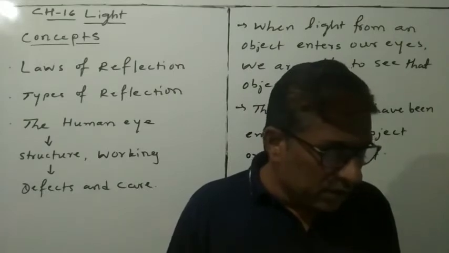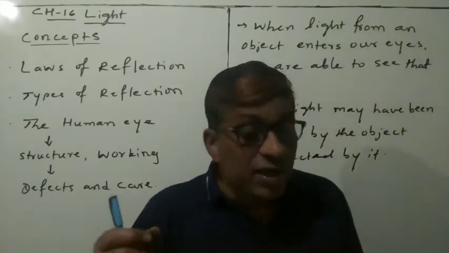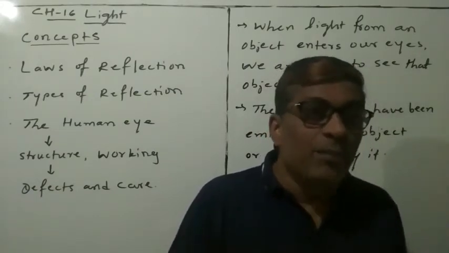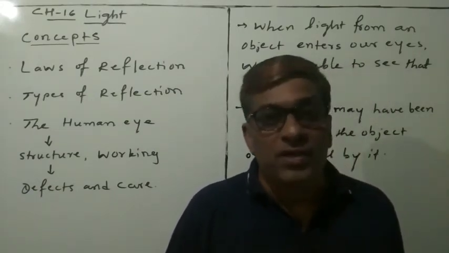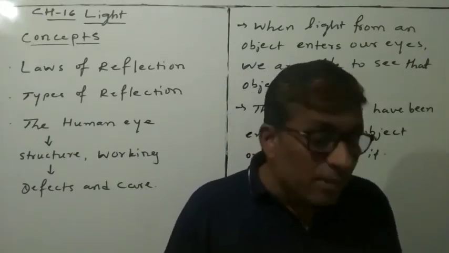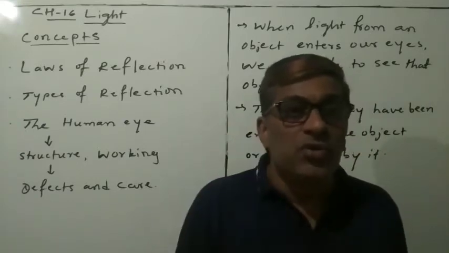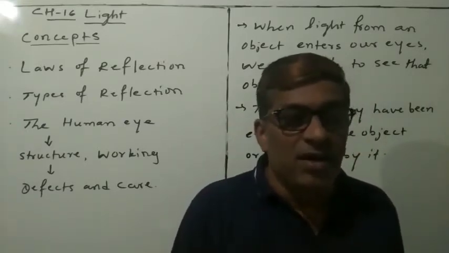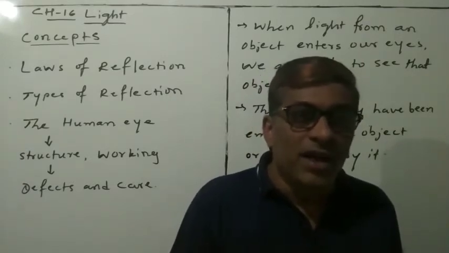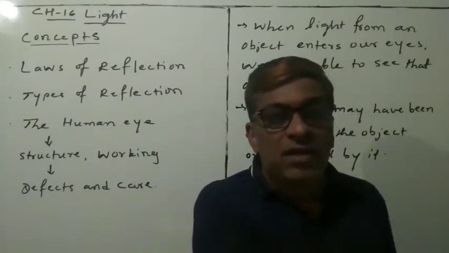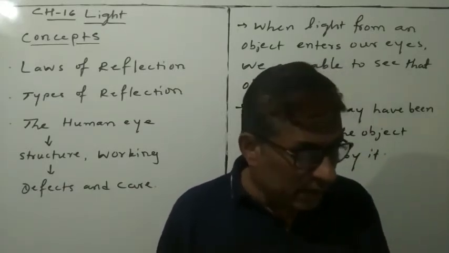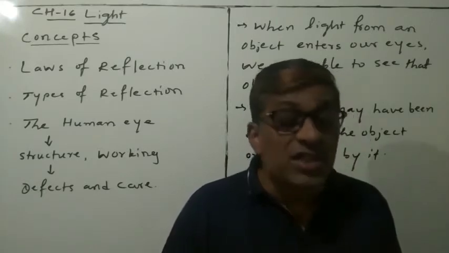How do you see? You may say with the eyes. So our answer is that through the eyes, or with the help of the eyes, we see the objects. Correct? But can you see an object in the dark? With the help of the eye, can you see in the dark? No. It means that eyes alone cannot see any object.